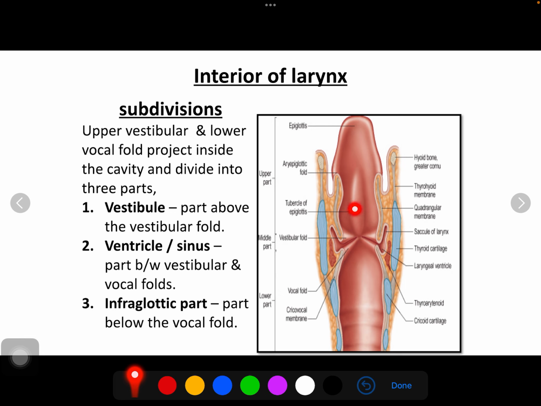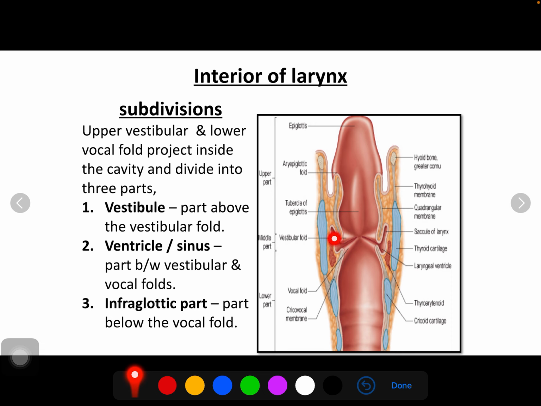Then this one is the vestibule. It extends from the laryngeal inlet to the vestibular fold. Its anterior wall is formed by the mucous membrane covering the posterior surface of the epiglottis, and the posterior wall is formed by the mucous membrane covering the arytenoid and corniculate cartilage. The aryepiglottic fold forms the lateral wall of the vestibule.